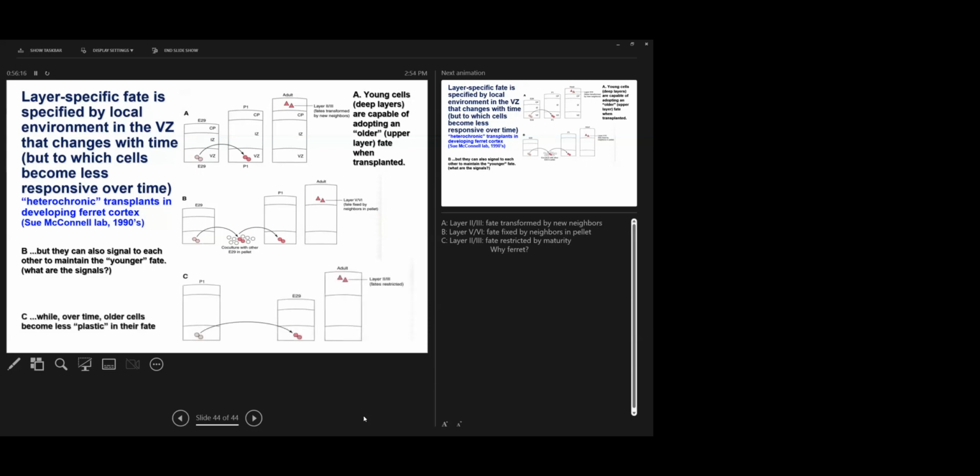Now, in the last experiment, they took cells from the P1 stage, the older stage, and transplanted them to the younger E29 stage. Here, the fate did not change. The fate is restricted because this is already older. So even if you put them in the younger embryo, they did not transform and did not show any fate change. So it remains the same.